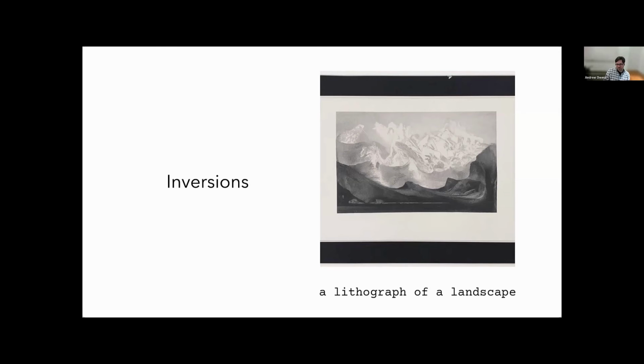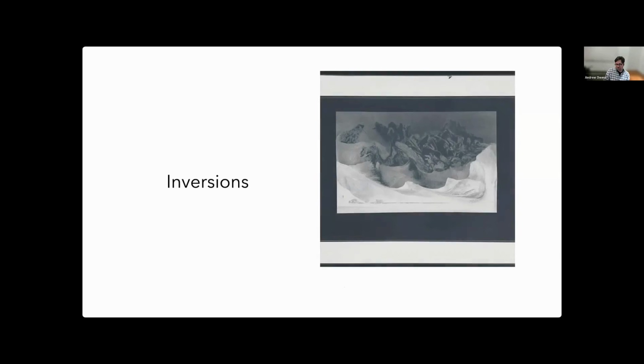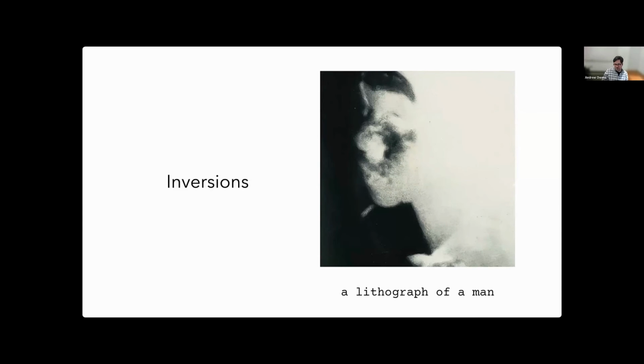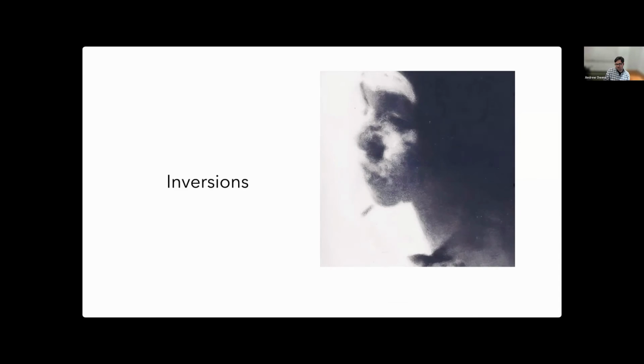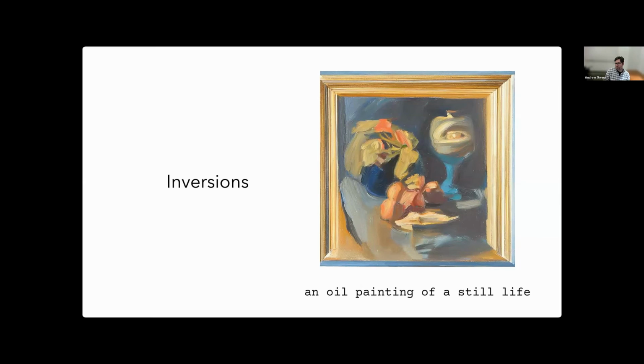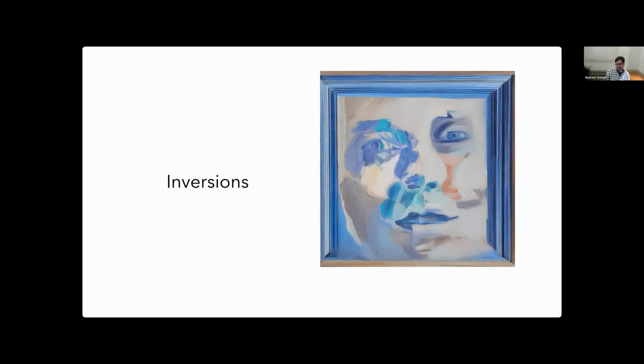For example, from one perspective this looks like a lithograph of a landscape. We can invert the colors and get a lithograph of houseplants. Here's another one, a lithograph of a man. Invert the colors, get a lithograph of a woman. And you can also invert the whole RGB color: an oil painting of a still life, flip the colors, an oil painting of a face.